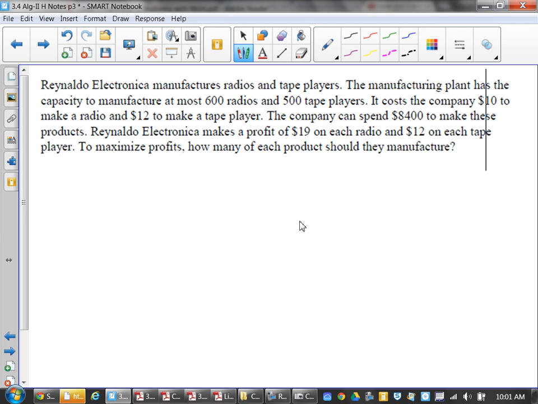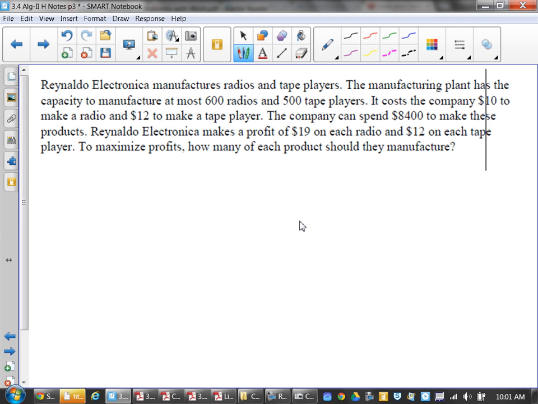Anyway, so the manufacturing plant has the capacity to manufacture at most 600 radios and 500 tape players. It costs the company $10 to make a radio and $12 to make a tape player. The company can spend $8,400 to make the products. Reynaldo Electronica makes a profit of $19 on each radio and $12 on each tape player. To maximize profits, how many of each product should they manufacture?